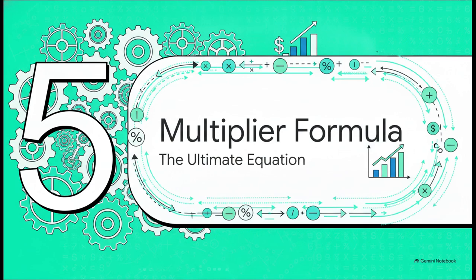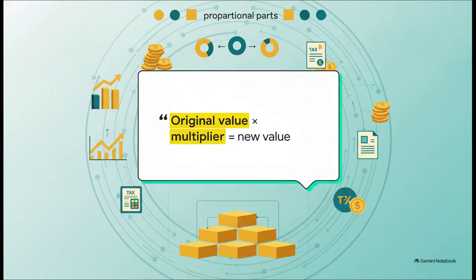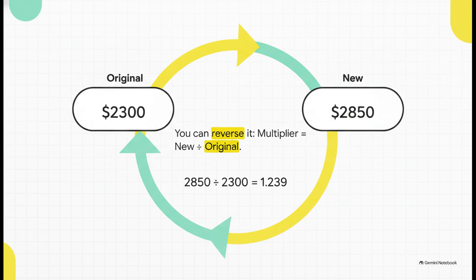Section 5. The multiplier formula, the ultimate equation. If you take only one thing away from this entire explainer, let it be this monumentally useful formula. Original value multiplied by the multiplier equals the new value. It is the absolute cornerstone of efficiently handling proportional parts, investments, taxes, and absolute changes. And the absolute beauty of this formula is that it's completely reversible. If you already know the starting price and the ending price, but you want to find the percentage change, just divide the new value by the original value.